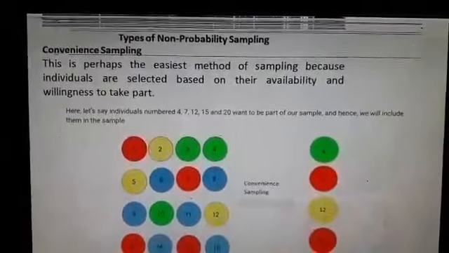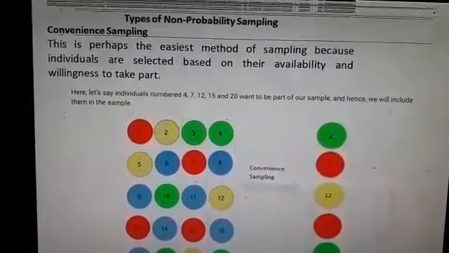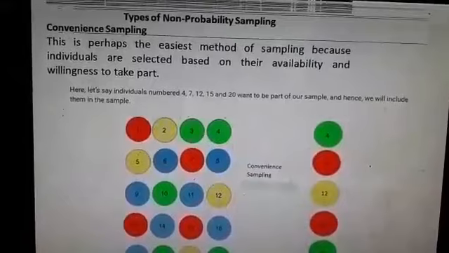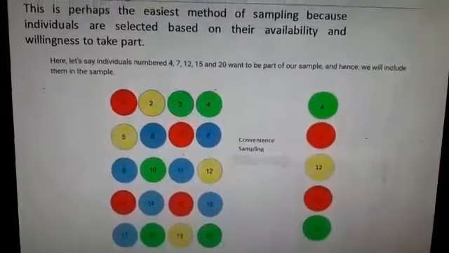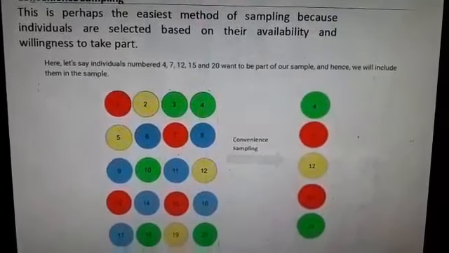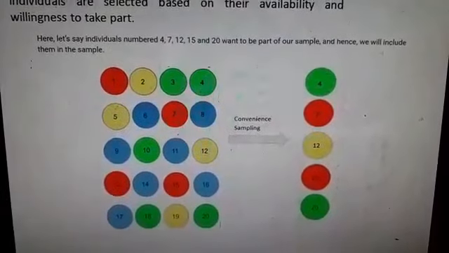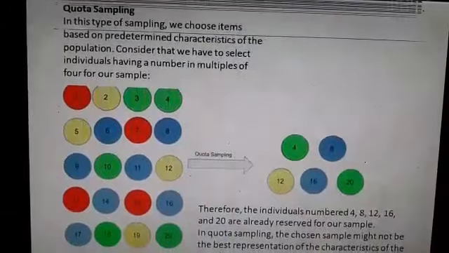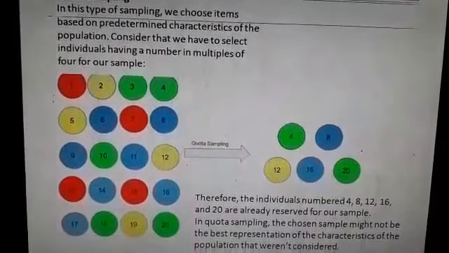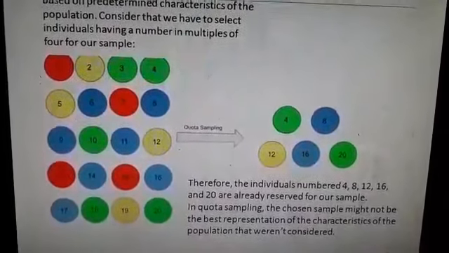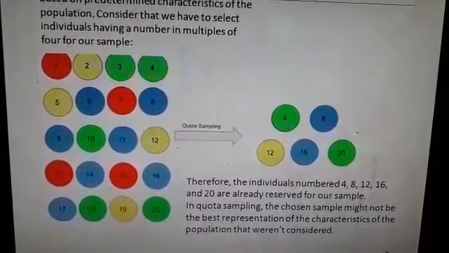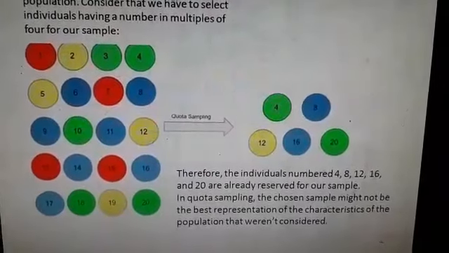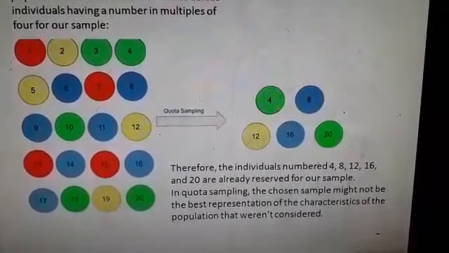And now we'll discuss the non-probability sampling techniques, under which we have convenience sampling, the easiest method of non-probability sampling. Individuals are selected based on their availability and willingness to take part. Quota sampling: in this type of sampling, we choose items based on predetermined characteristics of the population. Consider that we have to select individuals having a number in multiples of 4 for our sample. So we take 4, then 8, then 12, 16, 20, and so on.